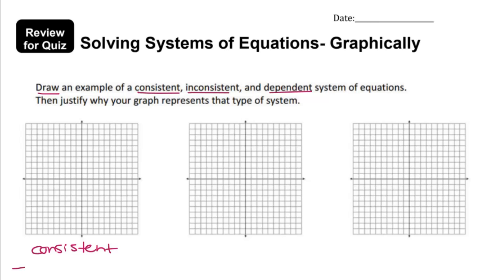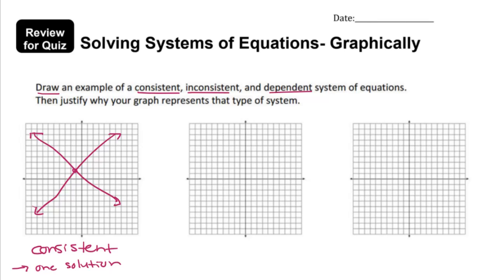Remember, consistent graphs have at least one solution. So I need to just draw a quick sketch. Let's just draw something that looks like this. Terrible line. Sorry guys, you know that. But you can use your ruler. And there we go. One solution right in the middle. So this would be considered consistent.